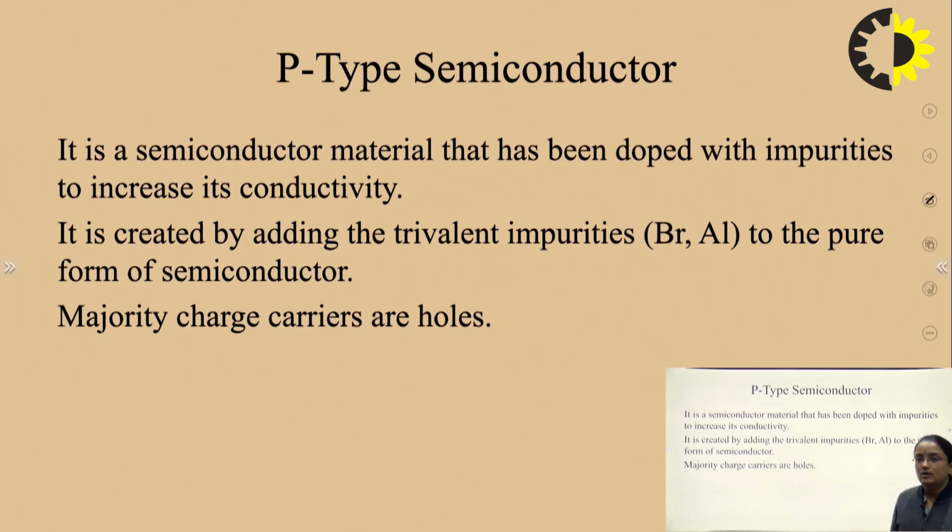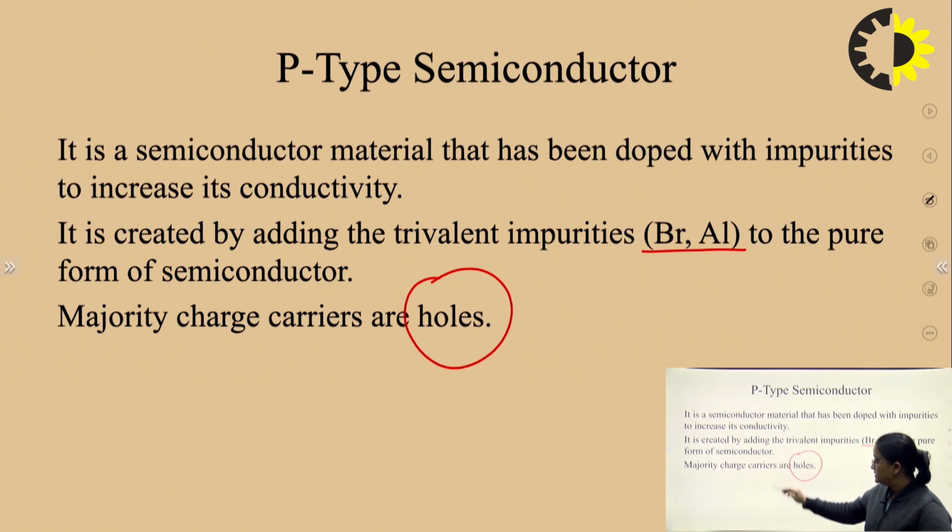Next is the P-type semiconductor. What are P-type semiconductors? It is a semiconductor that has been doped with impurities to increase its conductivity, and they are formed by adding trivalent impurities. The examples of trivalent impurities are basically boron and aluminium, and in this the majority charge carriers are holes.